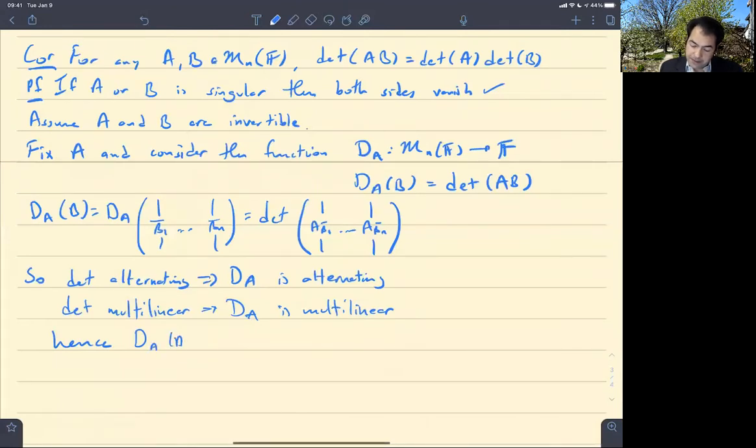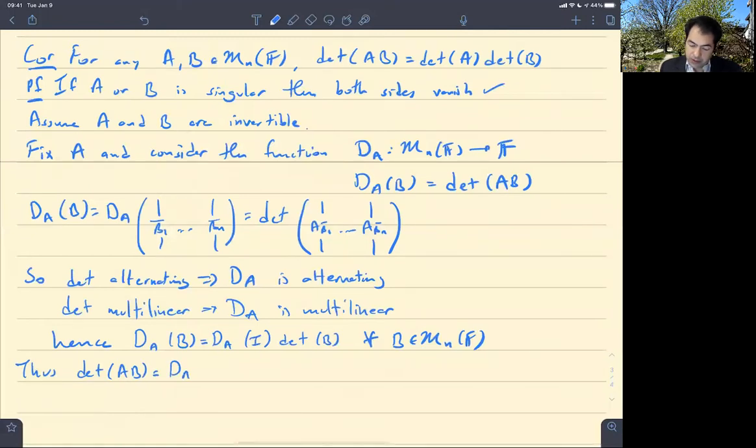So D sub A of B is equal to D sub A of I times the determinant of B for every B in n by n matrices over F. But that tells us the determinant of AB, which is D sub A of B, is equal to D sub A of I times the determinant of B, which is equal to the determinant of A times the determinant of B, like we wanted.